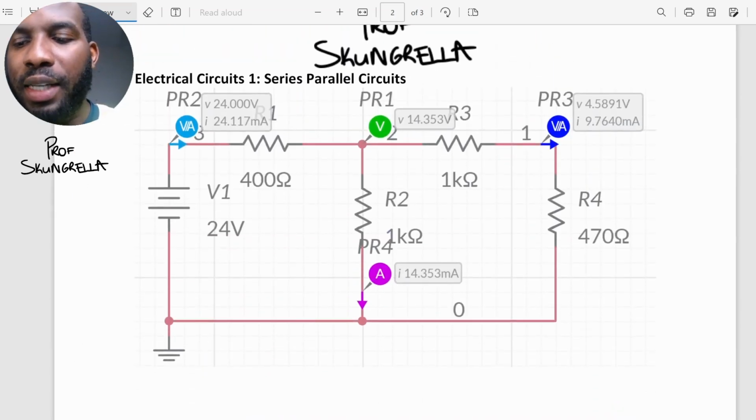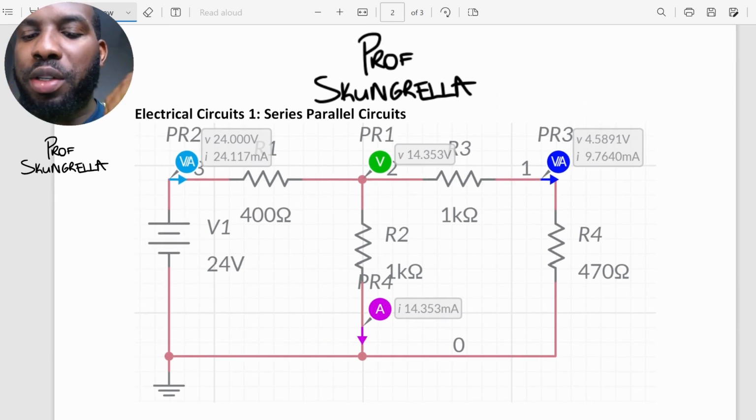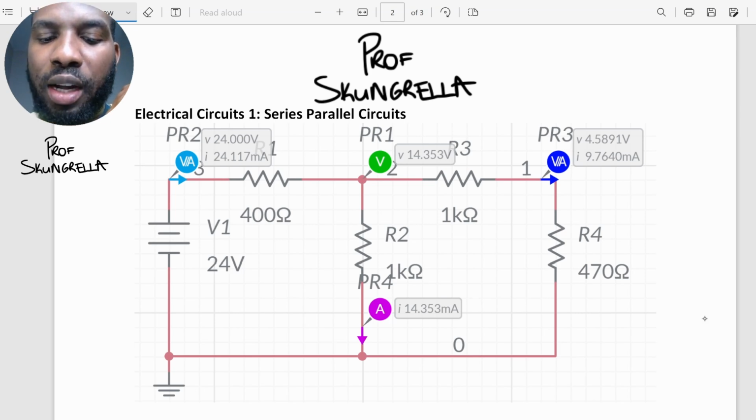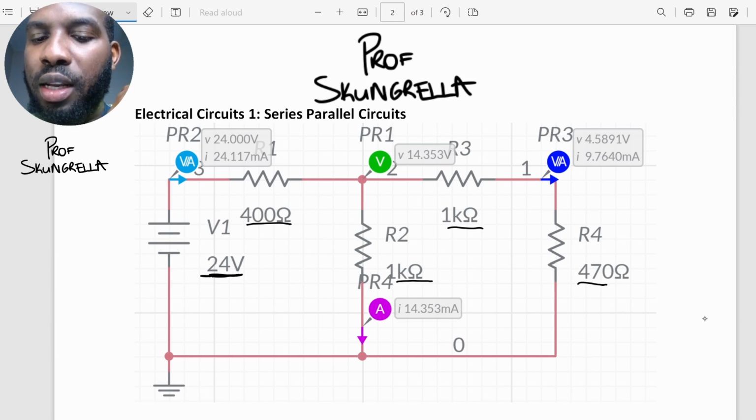So let's look at this last example for series parallel circuits. Again, with this method you just have to practice over and over again: identifying the relationships, finding the equivalent, and then repeating the steps. I simulated this circuit here with a voltage source of 24 volts. And notice the loads for the different resistors here. We have 400 ohms, 1K, 1K, and 470. Notice that these two are in series, and this one is in parallel here.